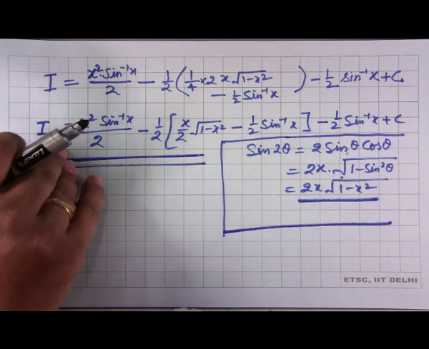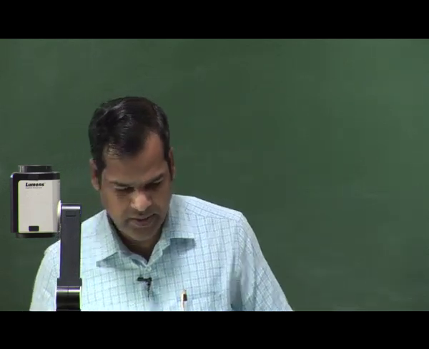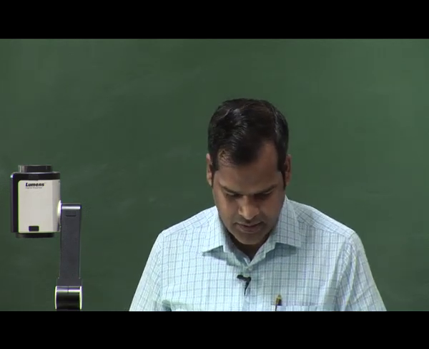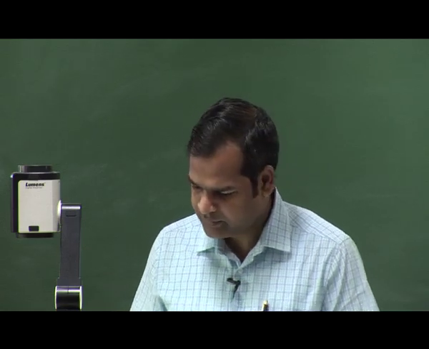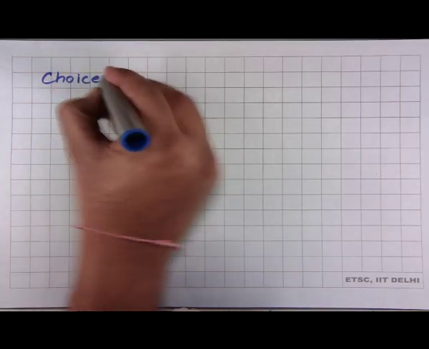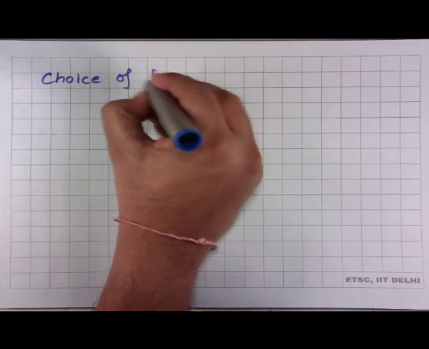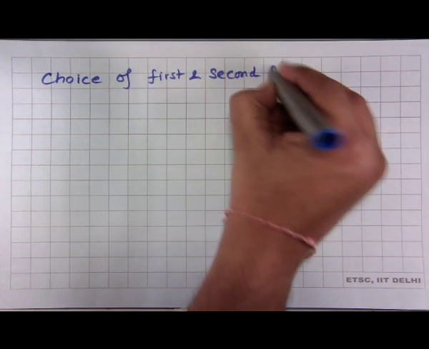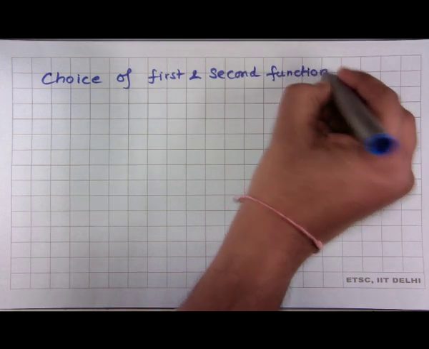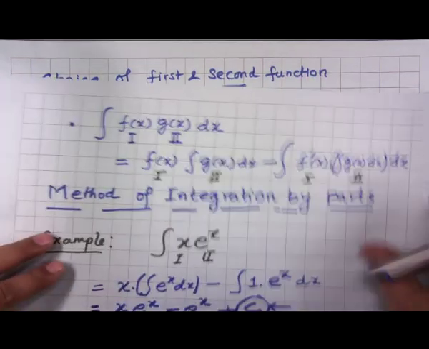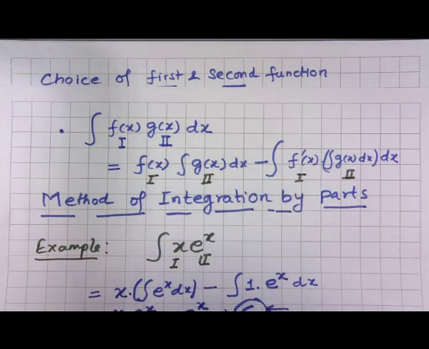So, with the help of integration by parts, and using other techniques which we have learnt already, we can figure out the integral of certain functions. Now, we come to the important question of choice of first and second function, which means which function we should call the first function and which the second function when we are applying this particular formula.